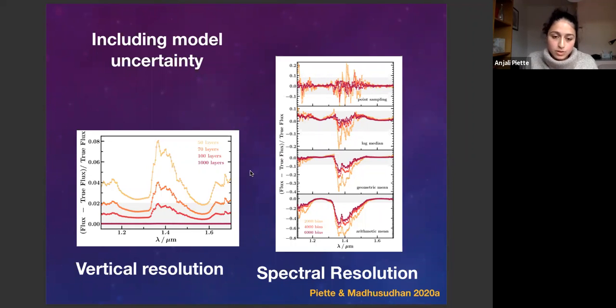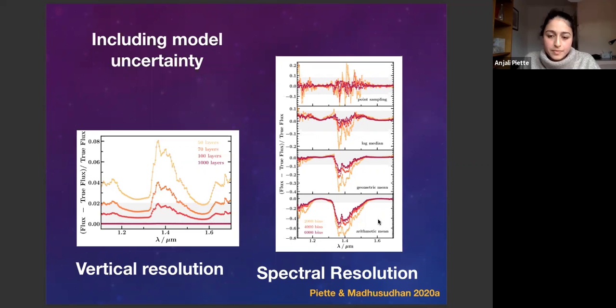The two main sources of model uncertainty that we considered were, first, those due to vertical resolution. That's how many pressure layers we use in the atmosphere to calculate radiative transfer. This is separate to the parameterization that I just mentioned, and it's really for the calculation of radiative transfer. For that, we found that, of course, the more levels you have, the more layers and higher resolution, the better the accuracy of the model. But it's a compromise between accuracy and computation time.